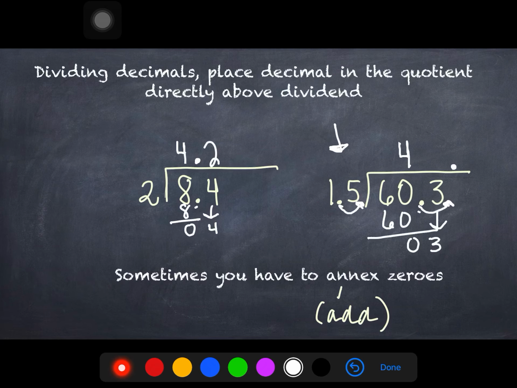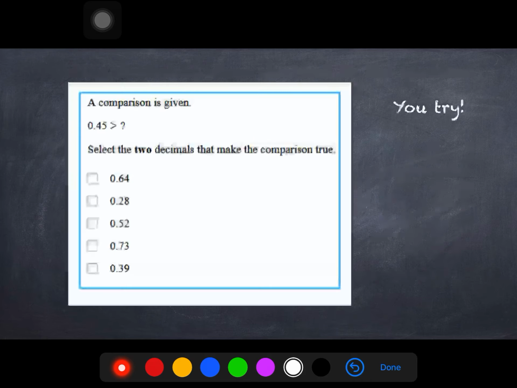Can 15 go into 3? No, but I'm not done dividing, and I don't want to have a remainder in a decimal problem. I need to say 15 cannot go into 3, but let me go ahead and now annex a 0 after this decimal point so I can continue to divide 15 into 30, and there you go. That would be how you solve that one.